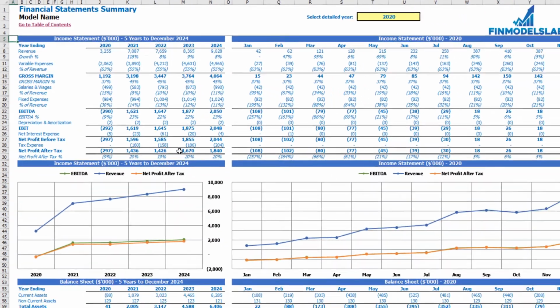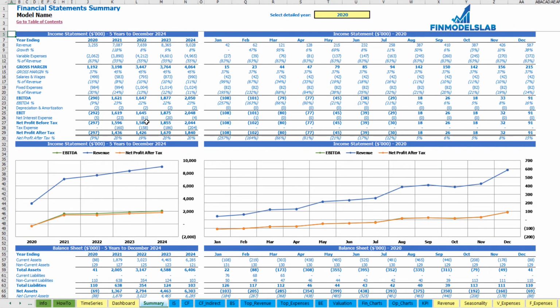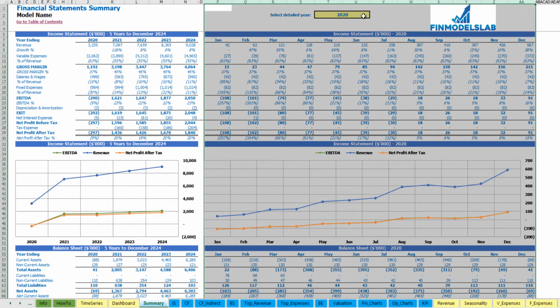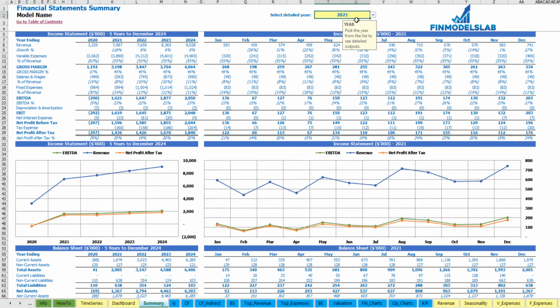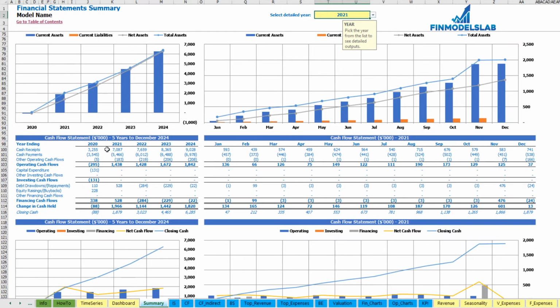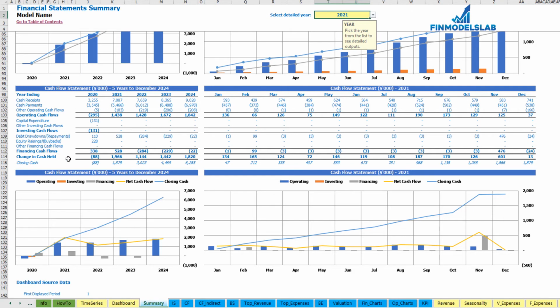On the summary tab, you may see the summarization of all these 3 reports broken down by 5 years, and also the breakdown of one particular year, which you can select here. You may see your income statement breakdown and the main line items on the charts below, your balance sheet collapsed form and the main line items, and your cash flow statement also in collapsed form and the main line items, which is operating, investing, financing, net cash flow, and closing cash on the charts below.